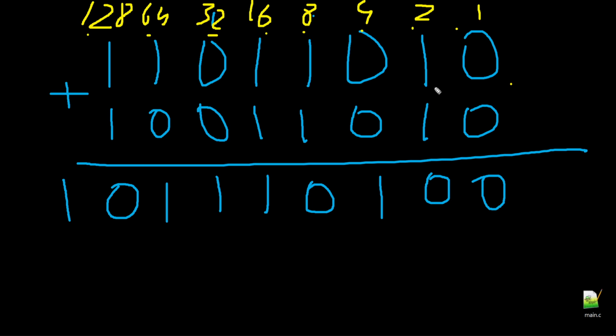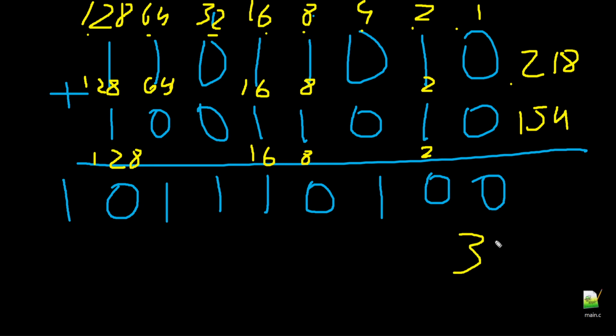So what do we have here? We have 2, 8, 16, 64, and 128. If we add it, just to save time, I calculated everything already. The point is, we took 218 and added 154 to it, and we have the result 372.